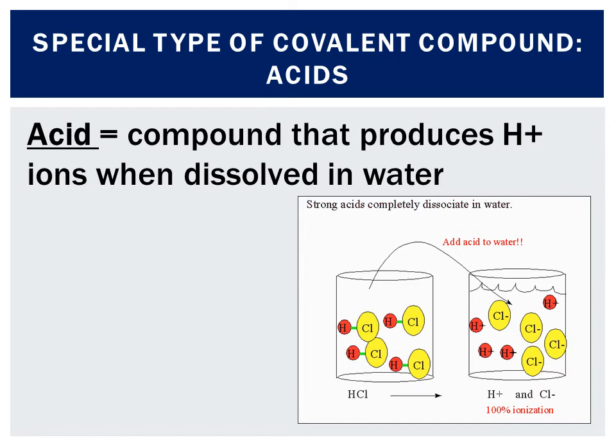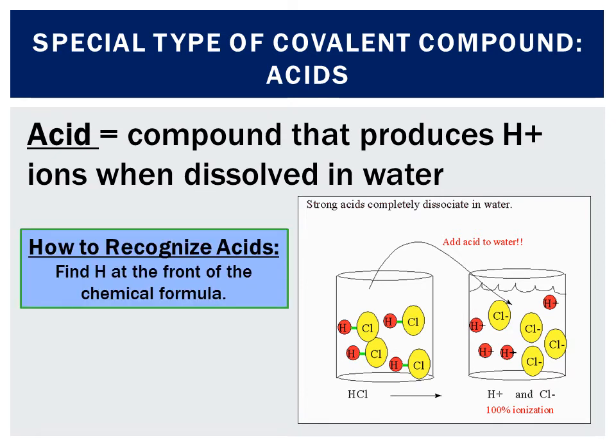However, when they're added to water, they dissociate into ions. So in some cases, they share properties with covalent, but when they're in water, they dissociate into ions, and they're like ionic compounds. So, how to recognize an acid from the formula?